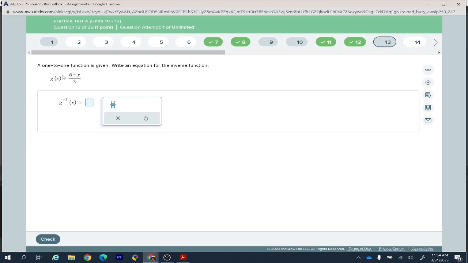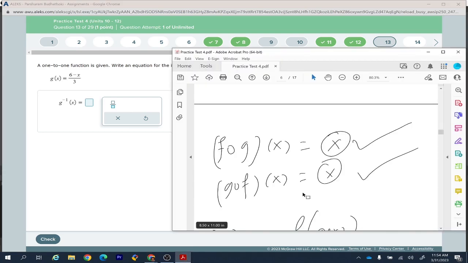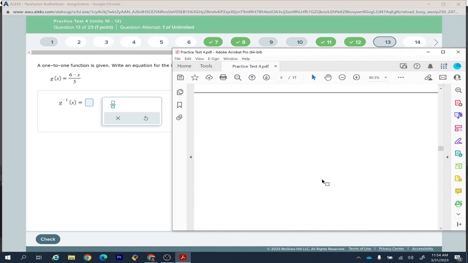Okay, now find the inverse of this function g of x. You can do that by following some steps. The first step is to write down this function as y, replace this y by x, replace this x by y, and now solve for y. To solve for y, meaning everything else goes to one side and the y goes to the other side. So here is the 3.